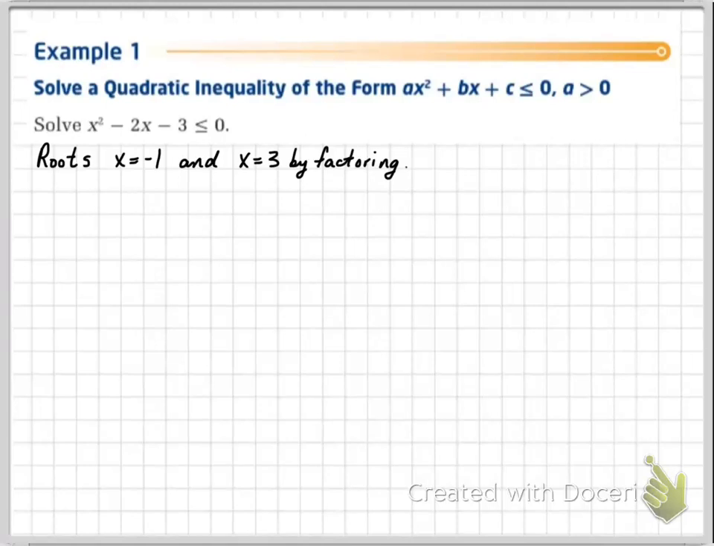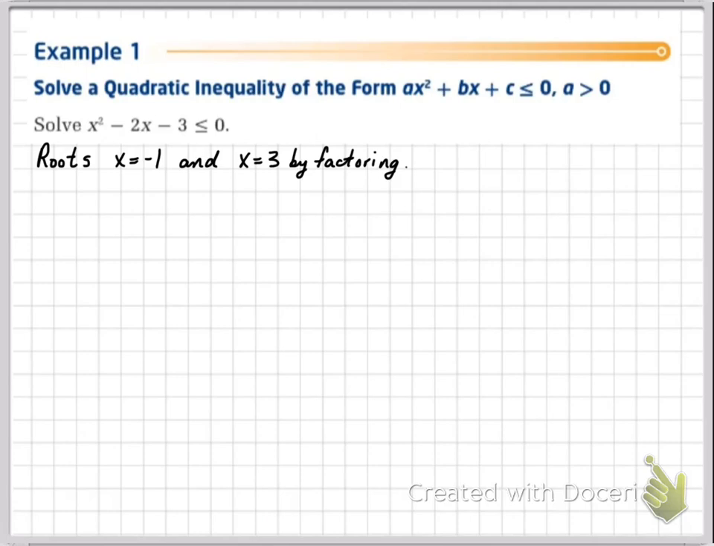Here we are back in topic 9.2 part B. This time we're going to solve these inequalities, but now we're going to look at solving them algebraically. The first one, example 1, revisiting it, we found that the roots were at -1 and at +3. We found that by factoring.